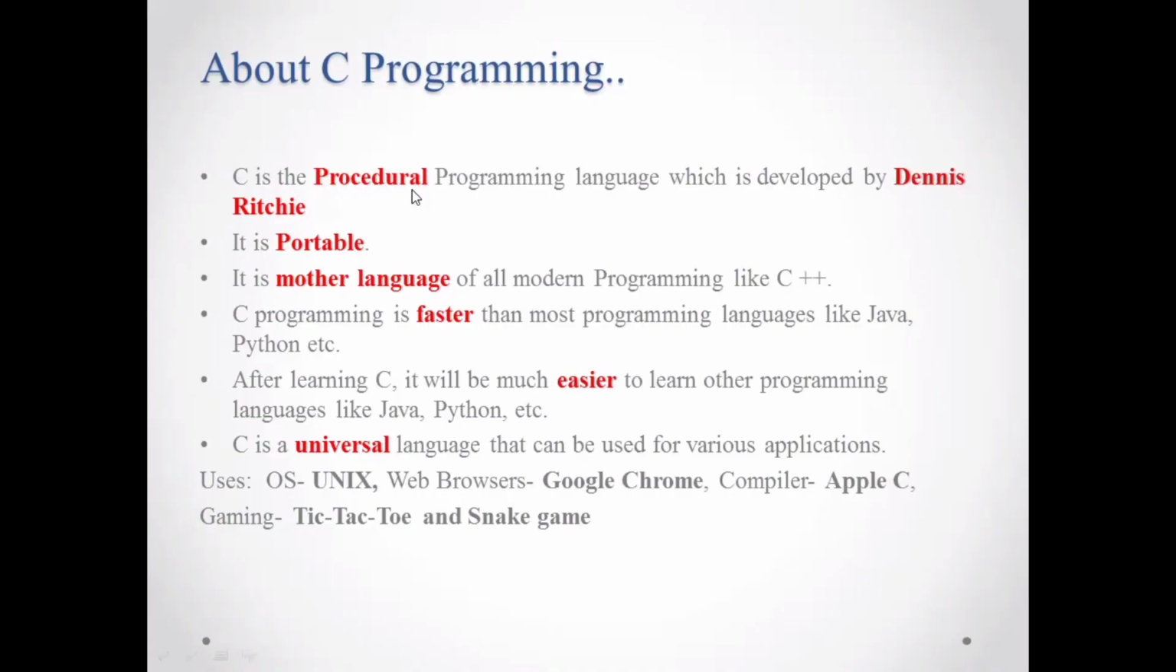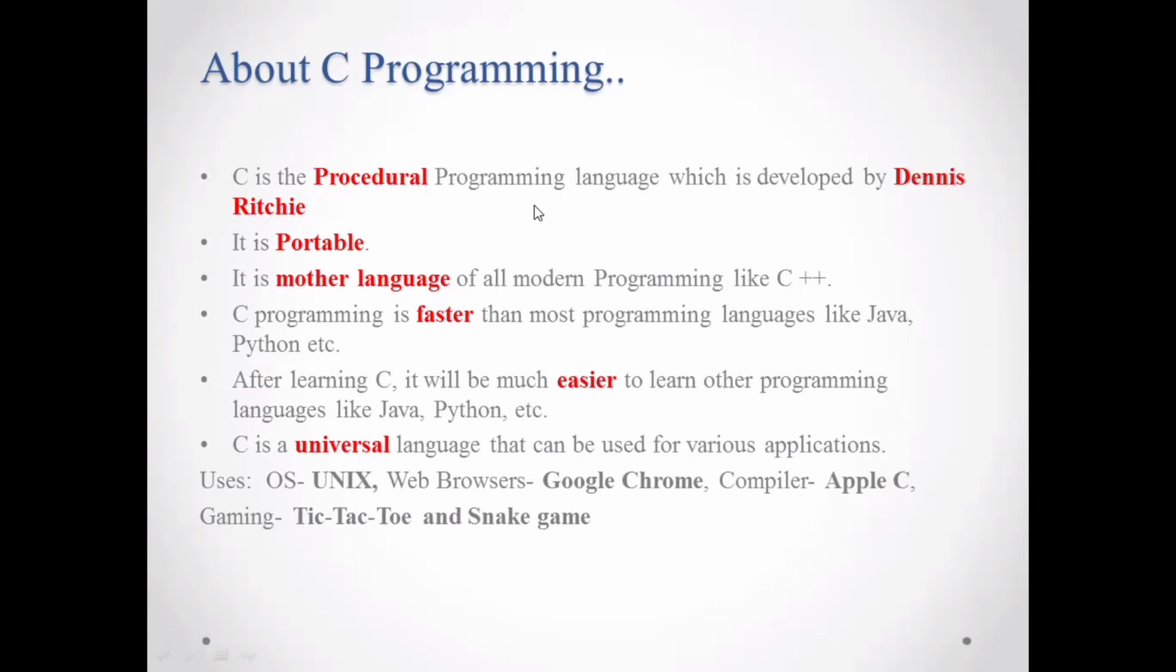So procedural programming works step by step, meaning firstly it will read the values from the user, then it will perform the calculation on those values, and then it will show the output. So this is one of the examples of procedural programming.